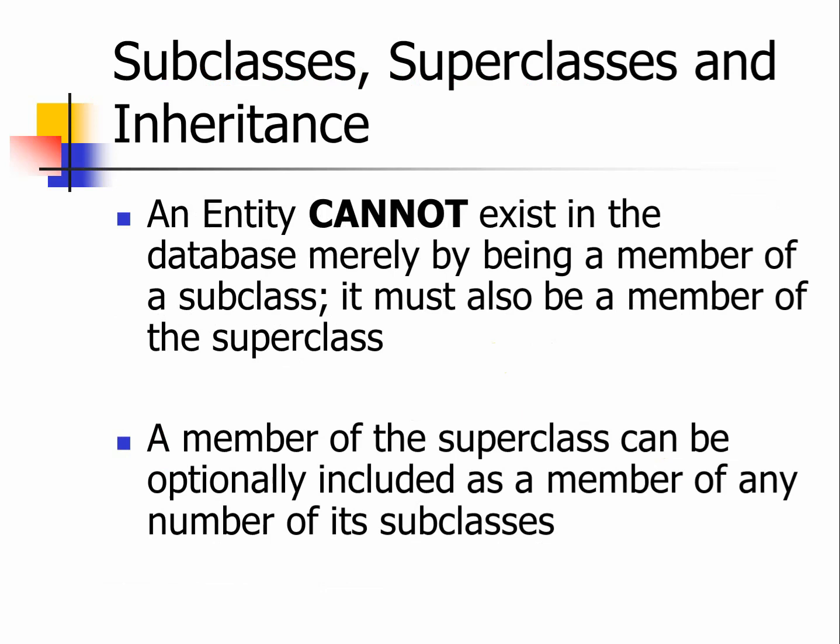An entity cannot exist in the database only as a member of a subclass. If they are part of the subclass, that means they must exist in the superclass. It's pretty straightforward. If you are a salary employee, it means you must be an employee. If you are a manager, you must be an employee. A member of a superclass can be optionally included as a member of any number of its subclasses. What I'm trying to say is that if that person is not a manager, then that person doesn't need to be included in the manager subclass, and that's totally fine. It depends on what your constraint definition is.